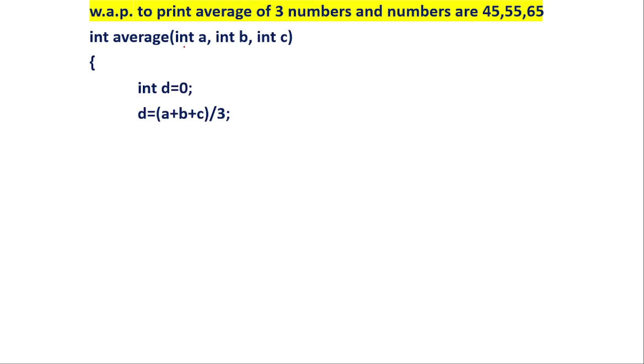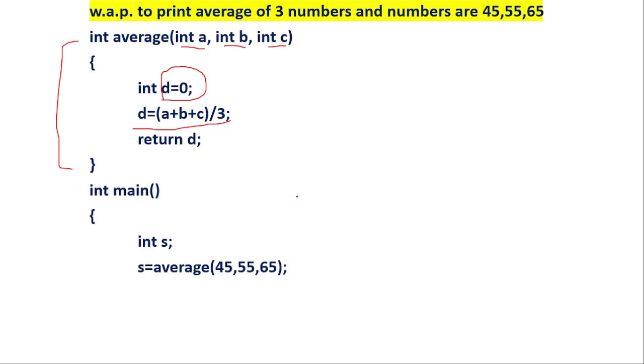The second example is: write a program to print the average of three numbers, and the numbers are 45, 55 and 65. Okay, in this I have created one function body, and I will take these three numbers, int a, int b and int c, from the main program. I have taken one variable d equal to 0. So the answer is in d, and d will be returned to main. So this is the function body.